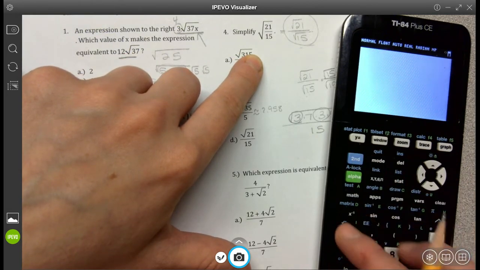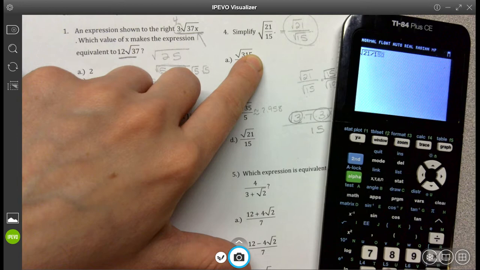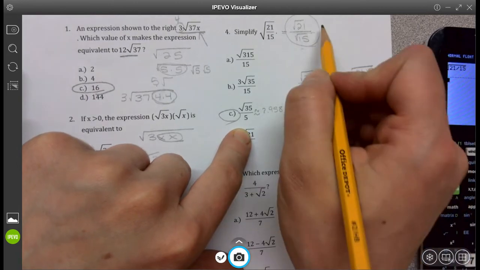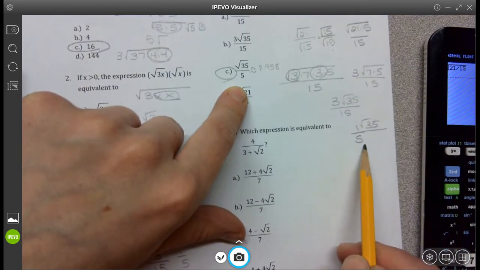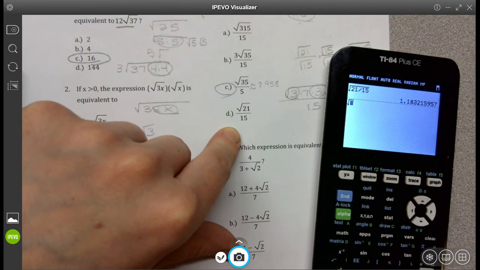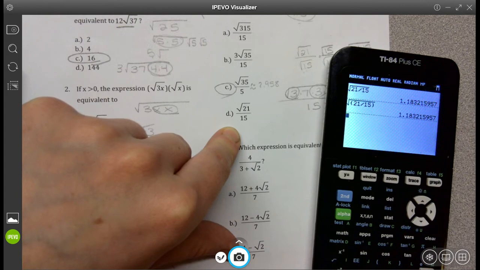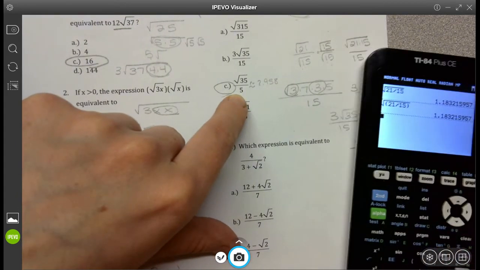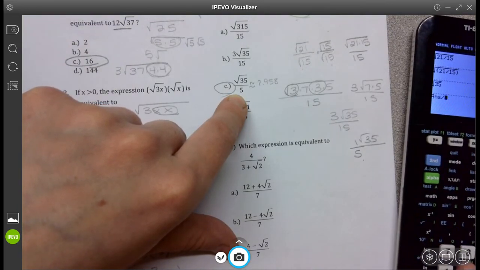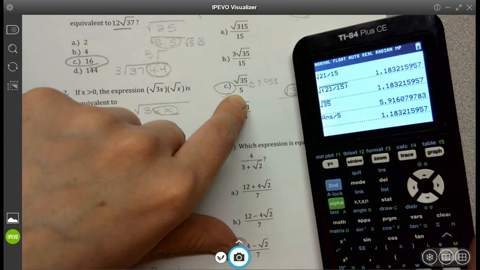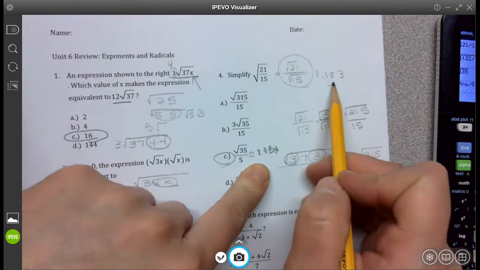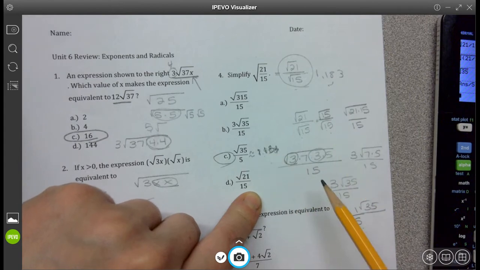The original answer, oh boy, let's try this again. The original answer, that's not right. That's 1.183. So what did I do wrong? Let's make sure I'm putting this in correctly. Did I put this in correctly? Oh, I didn't type it in correctly. That was why. So this is 1.18, and this is 1.18. If they weren't the same, then that's not the correct answer.